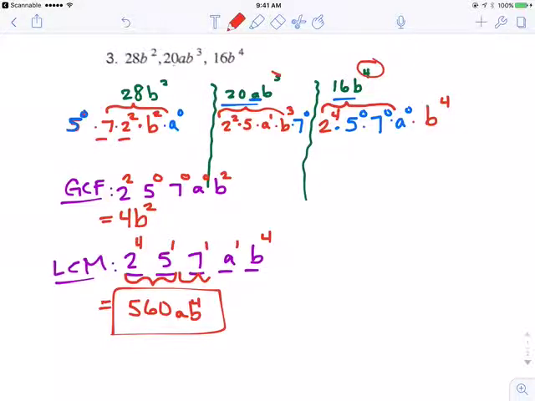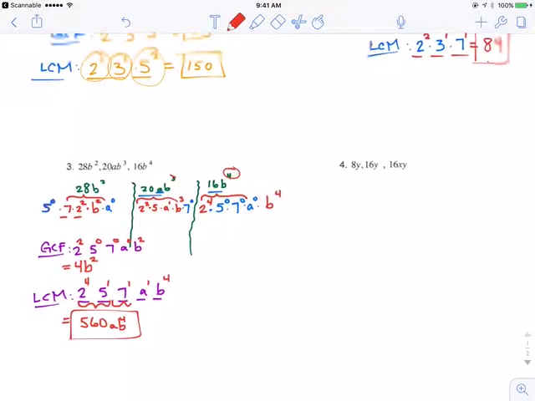Do you want to see one more, or are we good? Want to do 4? Sure. Why don't you try 4, and I'm going to put the answer up here, and you can check your work, all right? Try 4. Give it a shot. I'll put the answer up here.